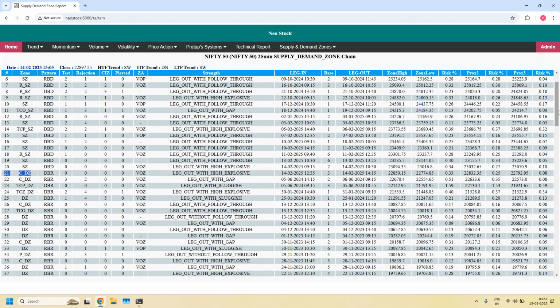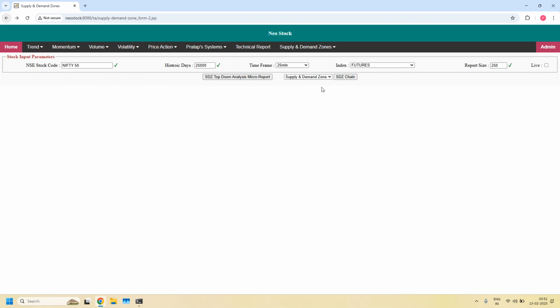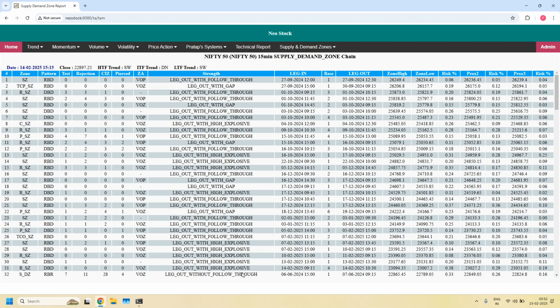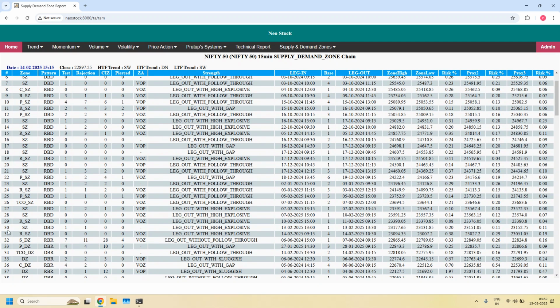Okay. So this is a 25-minute supply demand zone chain for Nifty. Next, 15 minutes supply demand zone chain for Nifty. Here all these are supply zones except 32. 32 is the nearest demand zone, so let me put it in the center. First let me mark this.